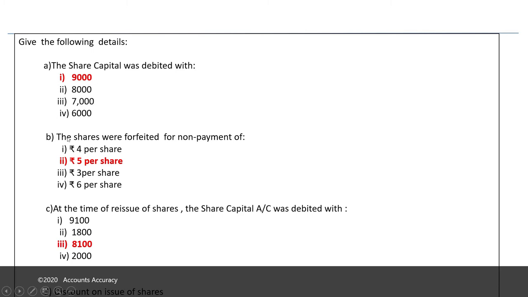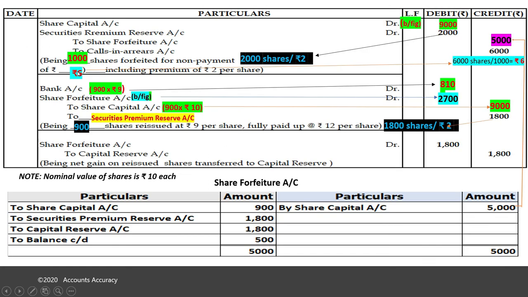The second question says the shares were forfeited for non-payment of what amount? As we have calculated, rupees 6 is the amount for which the shares got forfeited. So rupees 6 is the non-payment value for which shares got forfeited, and that we calculated just by dividing 6000 by 1000 shares, because 6000 is the total value in the calls in arrear.